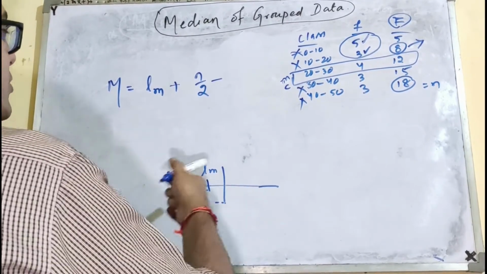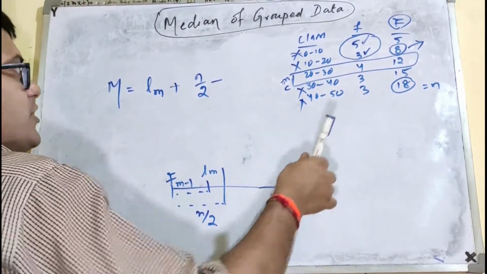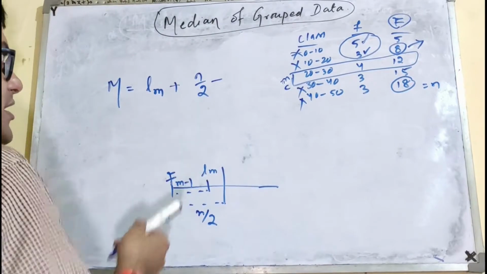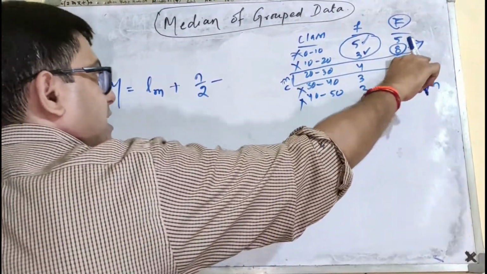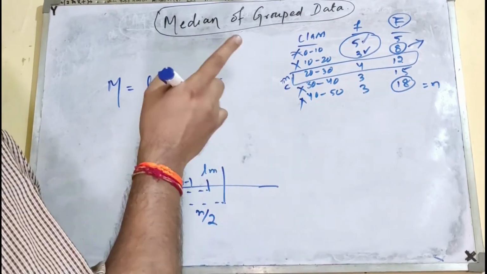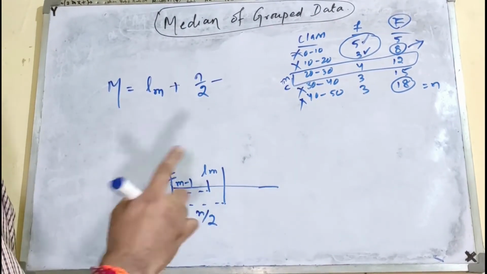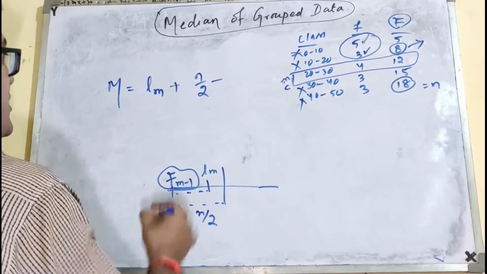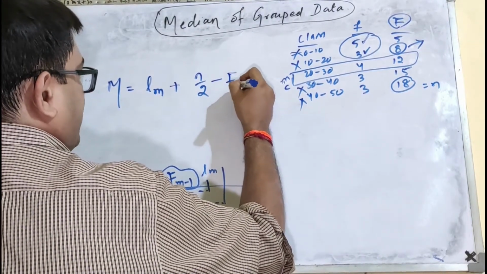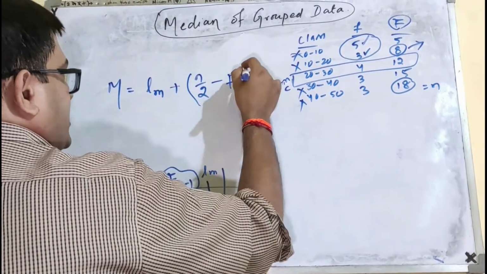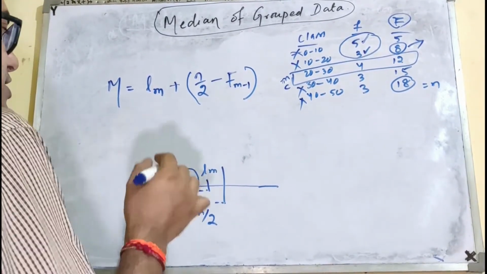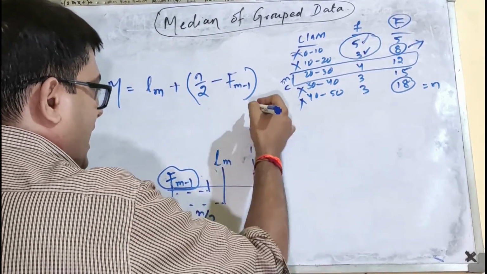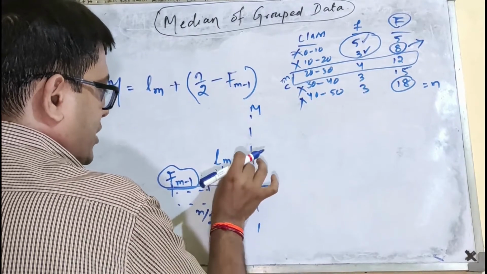If you don't go by the cumulative frequency, you have to add all the frequencies of all the classes which precede the median class. The easiest way is to just take the cumulative frequency of the class preceding the median class. So that is uppercase F subscripted by m minus 1. Those are the number of data points which lie between the lower limit of the median class and the median mark.